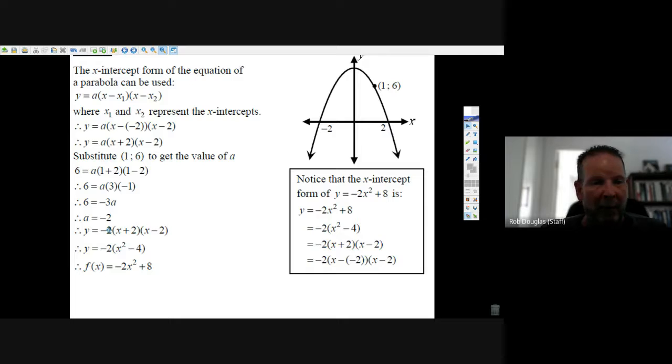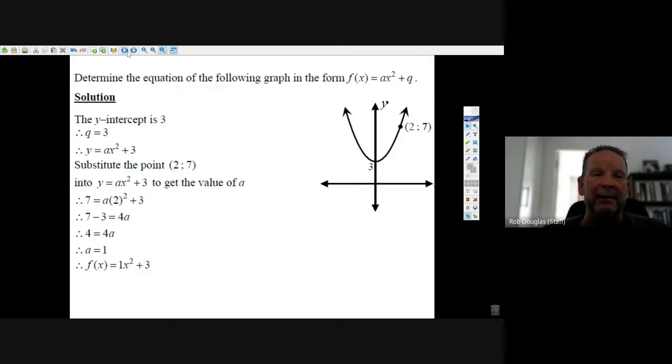Now we've got the equation. It's minus 2 times (x + 2)(x − 2). That's the equation of the parabola. You can put it in standard form by multiplying (x + 2)(x − 2), that's x² − 4, and multiplying the negative 2 through. So there you go. That's called using the intercept form of a parabola. And the other one is the standard form, the first one we started with.